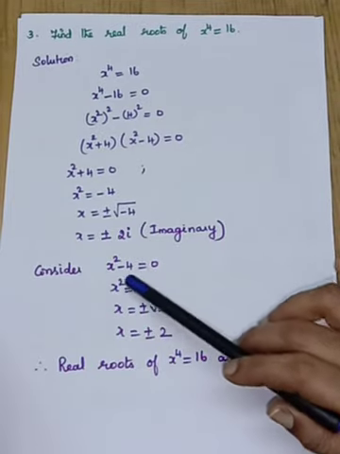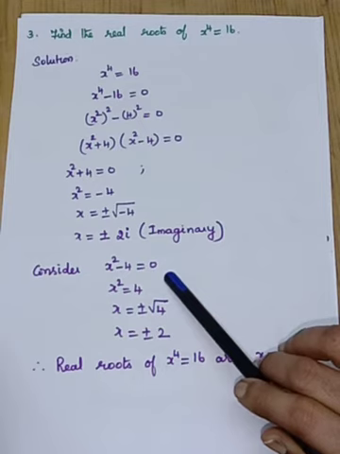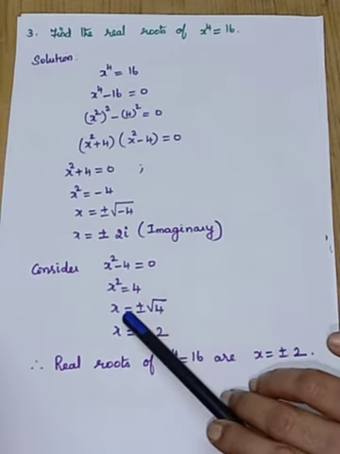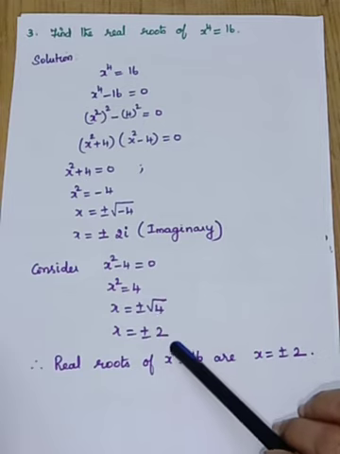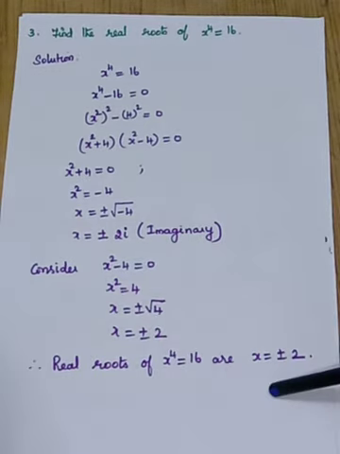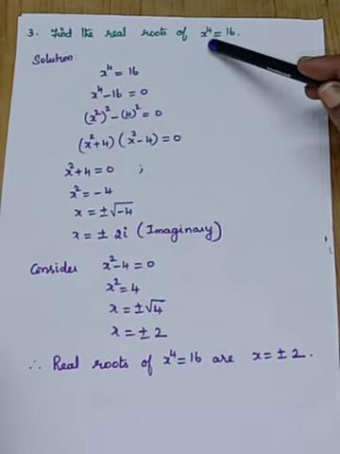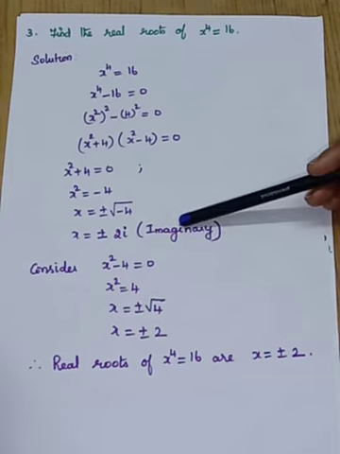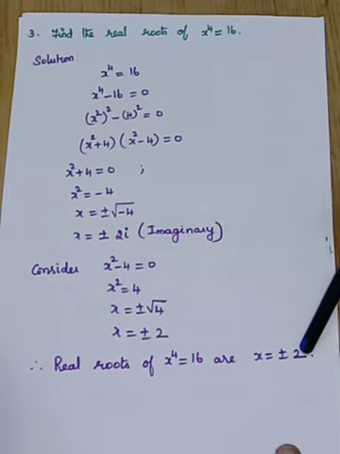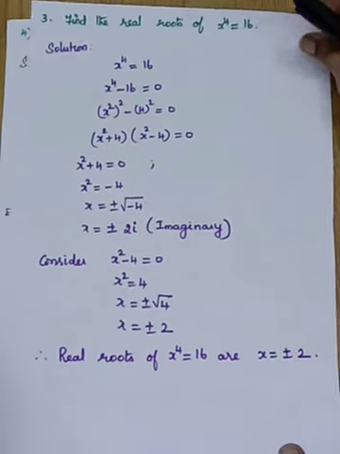Okay. So consider the next factor. x squared minus 4 is equal to 0. Consider that. x squared is equal to 4. So x is equal to plus or minus square root of 4. So square root of 4 is nothing but 2. So therefore the real roots are x is equal to plus or minus 2. So this equation has 4 roots, 2 real roots and 2 imaginary roots. So what is asked? Real roots is asked. So we have written x is equal to plus or minus 2.